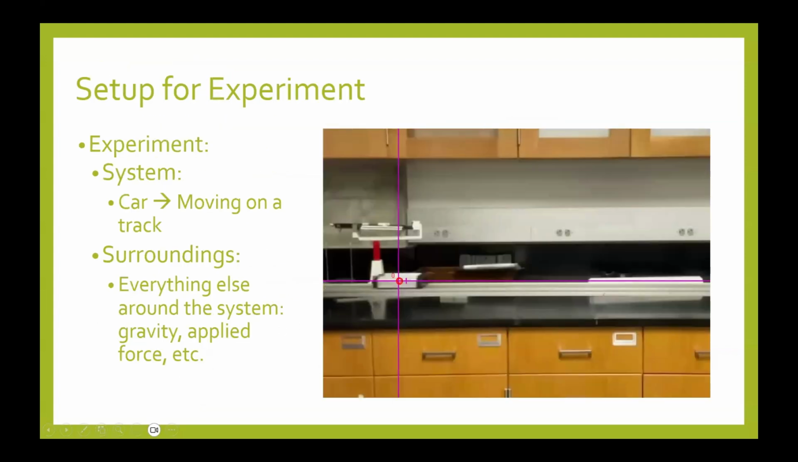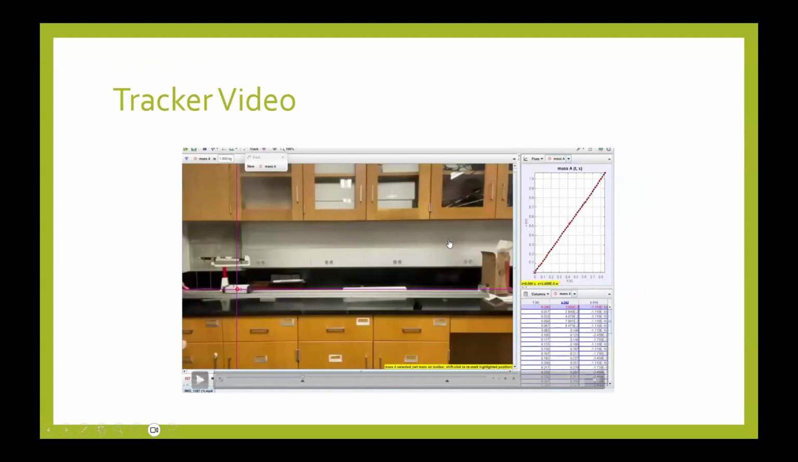Now, to set up the experiment, I have to explain the system and the surroundings. The system of the experiment will be the car and the track that it's moving on, as seen in this image over here. And the surroundings is anything around the system, which would be gravity, applied force, just basically anything that could affect the system.